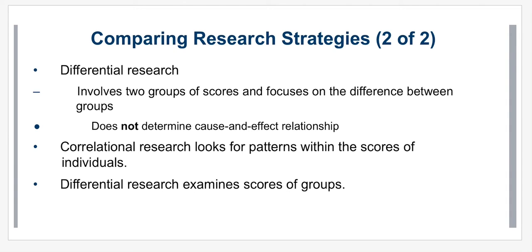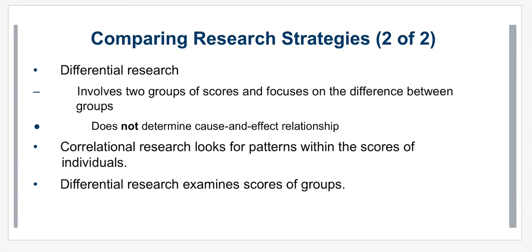So what does this look like in a real life example? Just like I did with experimental and correlational. So if a research question was the relationship between self-esteem and academic performance, we could study that in both of these ways.